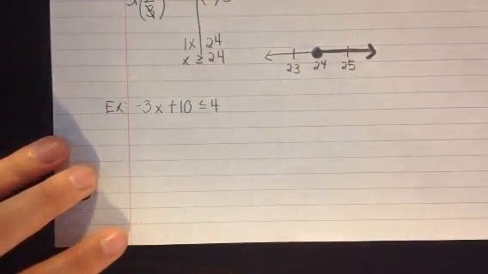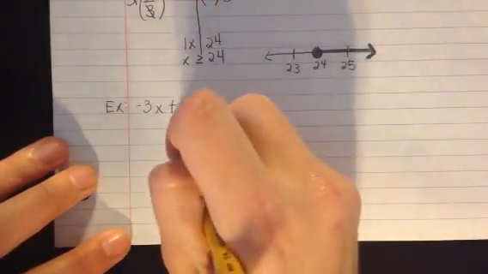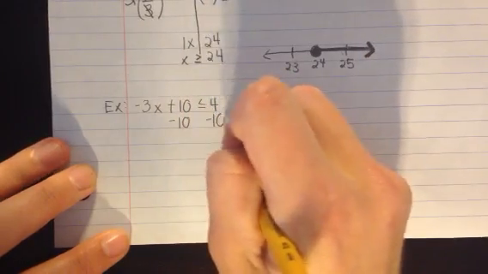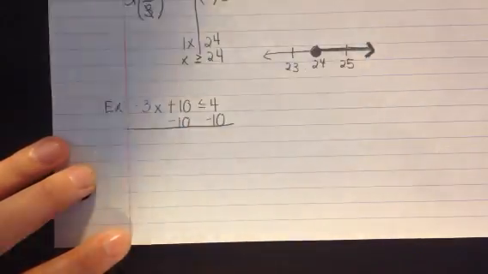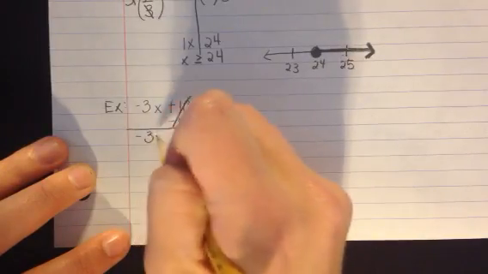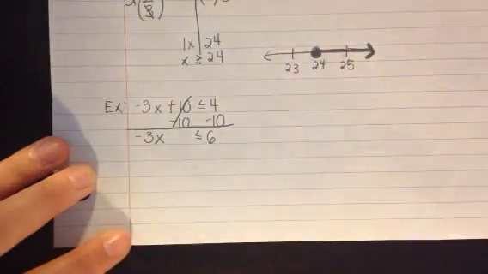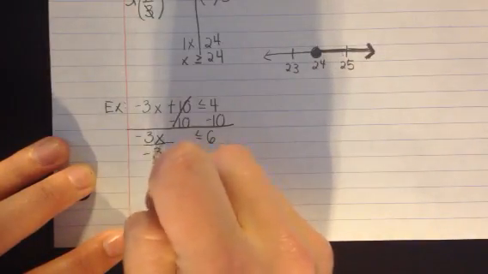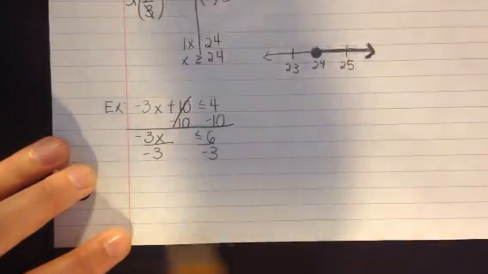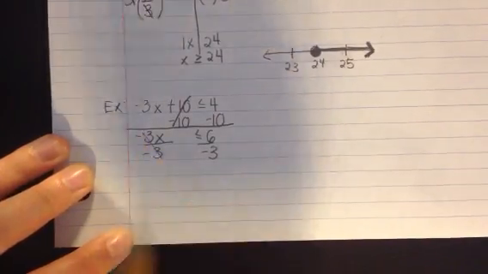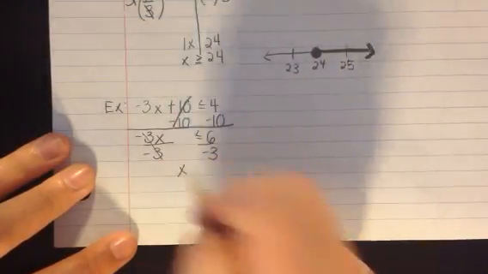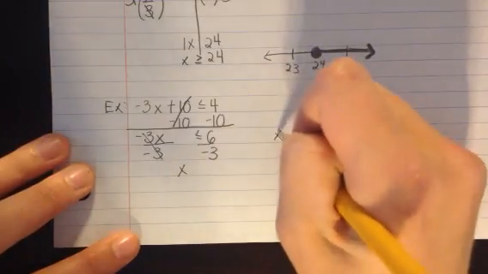Okay, so here, same thing. We're going to subtract 10 from both sides to get x by itself. So we drag down the negative 3x less than or equal to 6, divide by negative 3. So to get rid of that negative 3, so we have x, and stop for a minute.